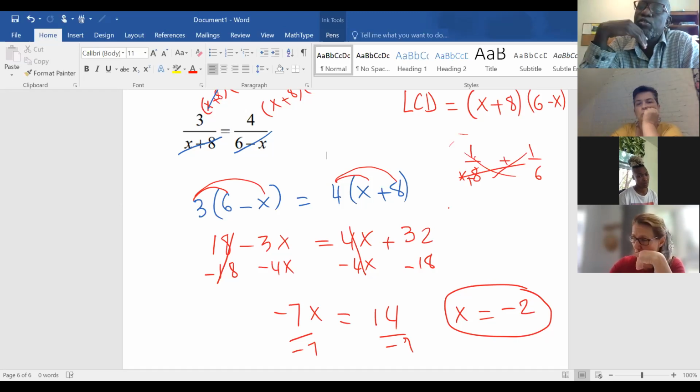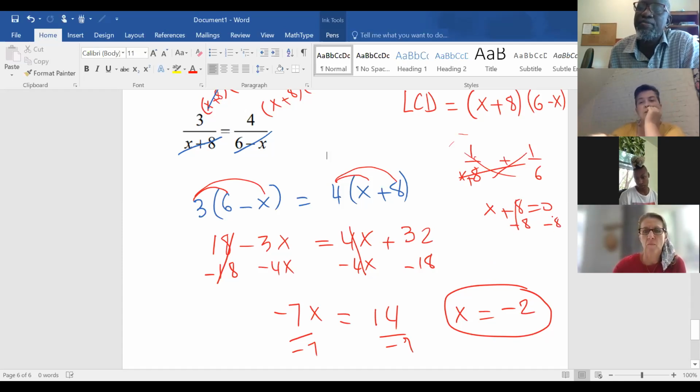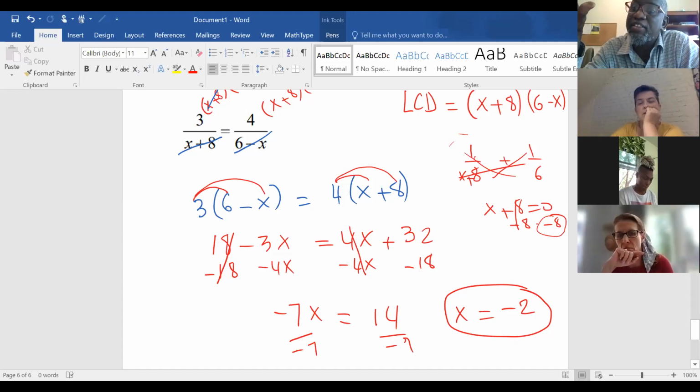x plus 8 is equal to 0 when x is equal to how much? Solve this. x plus 8 equals 0. How much is x? What do you do to both sides? Negative 8, negative 8. You get x equals negative 8, right? That is an excluded value. If our answer was negative 8, we wouldn't take it as a solution. We would say no solution, right?